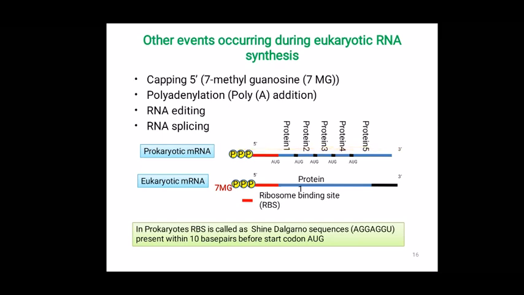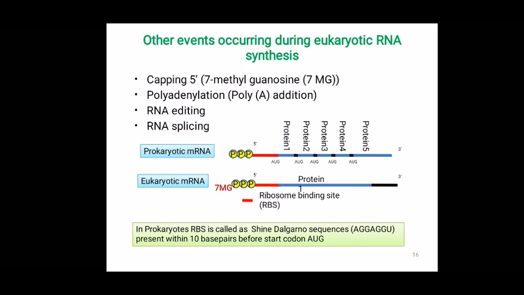The prokaryote has, just before the transcription site, some sequence called ribosome binding sites. It has some signature nucleotide sequences that specifically bind to the ribosomal machinery for translation. In prokaryotes, the ribosomal binding site is called the Shine-Dalgarno sequence, having the signature sequence of AGGAGGU. And prokaryotes can code for multiple proteins. So here it can code for 5 proteins by a single transcript.